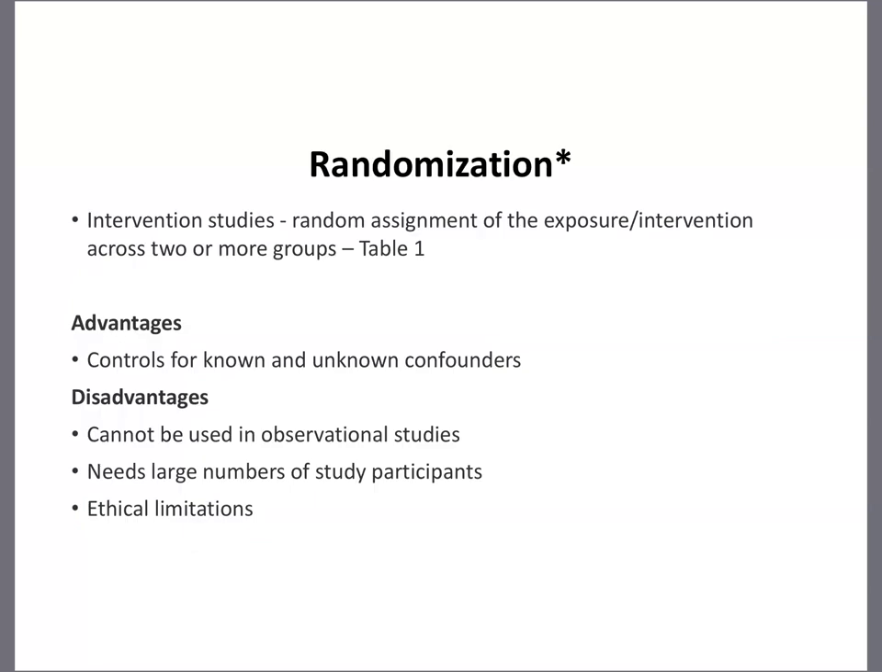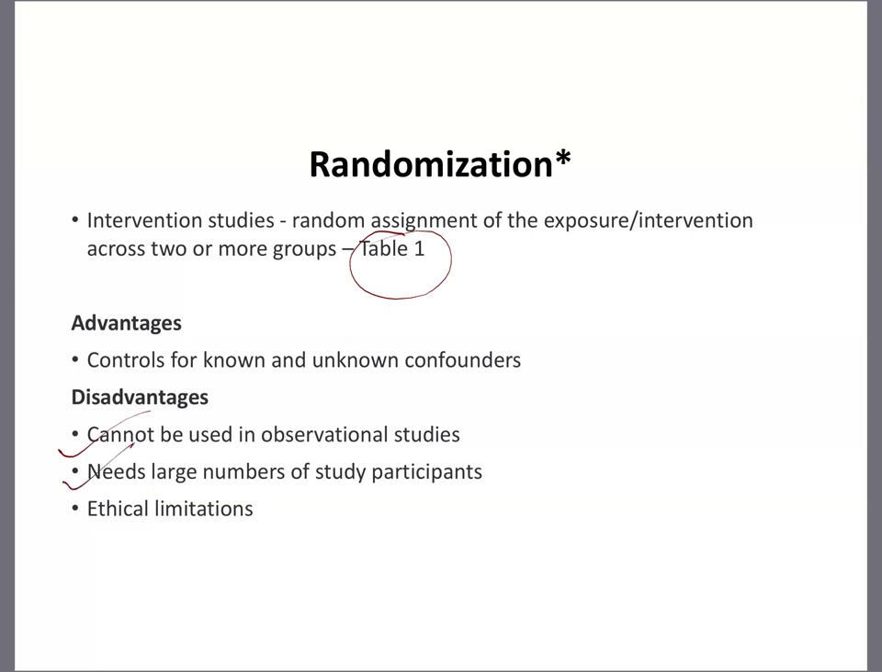The next is randomization, which is usually done in intervention studies, where you randomly assign the individuals to the exposure or intervention, and assign them into these two groups. And then you know that one important strength of randomization is that you are controlling for known as well as unknown confounders. This table 1 in a randomized controlled study is very important because it helps us to check how successful you have been with your randomization in making the two groups comparable to each other with respect to your confounders.